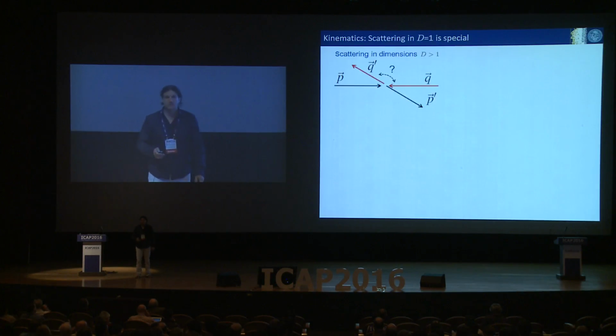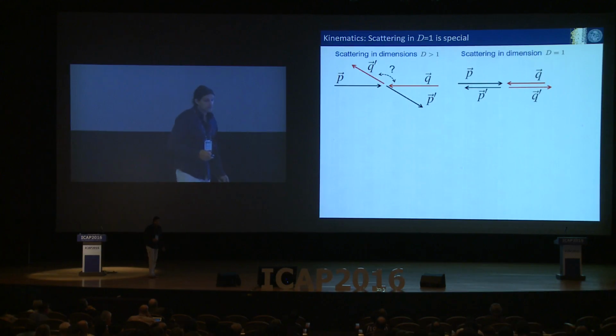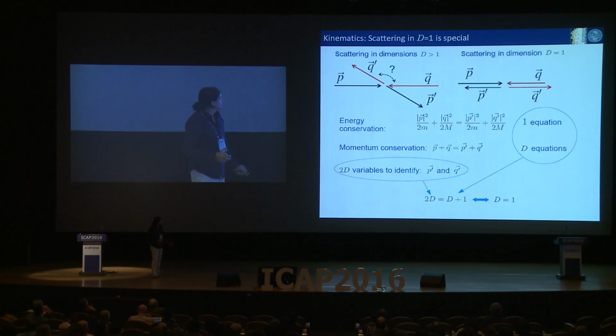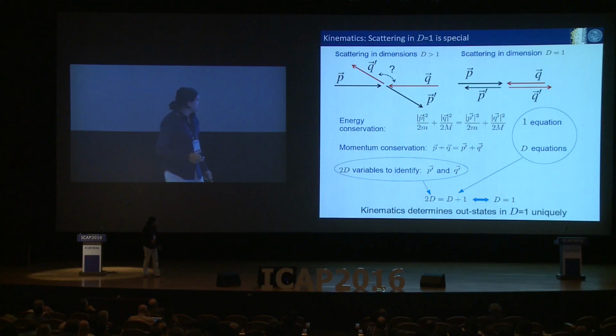Most of you know about this. Let me just really do the simplest one. If you have collisions in 3D, you have the freedom for an angle. In 1D, this is not the case. So if you look at the equations for energy conservation and momentum conservation, you count the number of equations. So you see that in D dimensions, in 1 dimension, you have no freedom. So that means that kinematics determines the out states in 1 dimension uniquely.